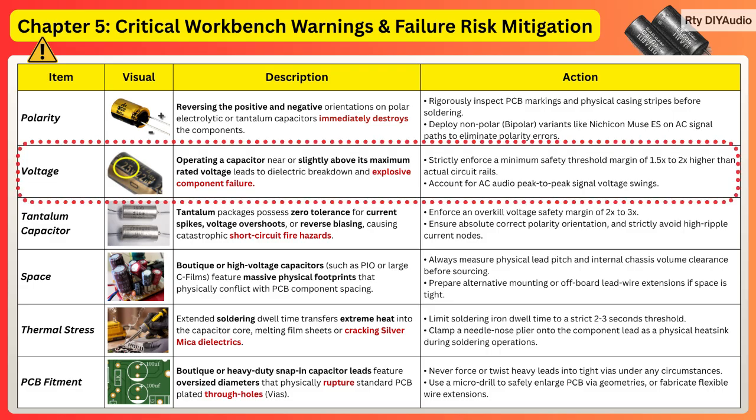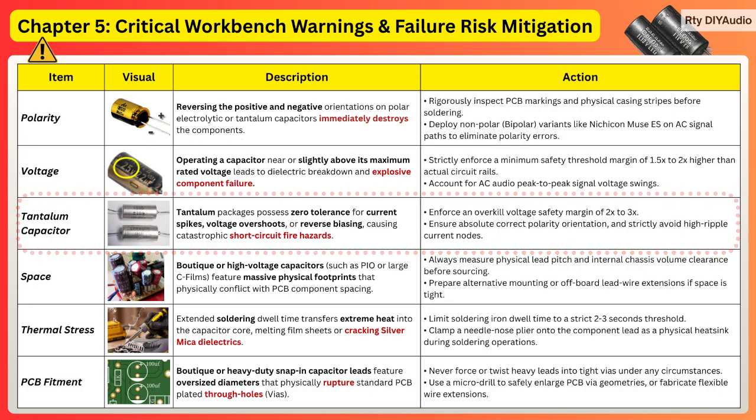Second, voltage margins. Operating near or slightly above maximum rated voltage leads to dielectric breakdown and explosive component failure. Strictly enforce a minimum safety threshold of 1.5 to 2 times higher than actual circuit rails, and always account for AC audio peak-to-peak voltage swings. Third, tantalum capacitors. Tantalum packages possess absolute zero tolerance for current spikes, overshoots, or reverse biasing, causing rapid, catastrophic short-circuit fire hazards. Always enforce an overkill safety margin of 2 to 3 times. Ensure perfect polarity orientation and strictly avoid high ripple current nodes.